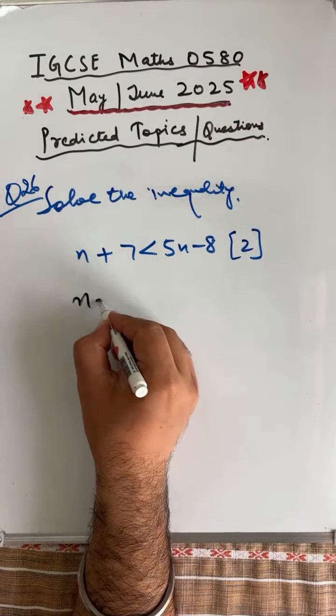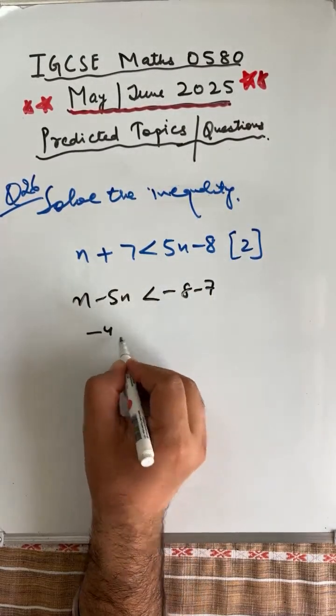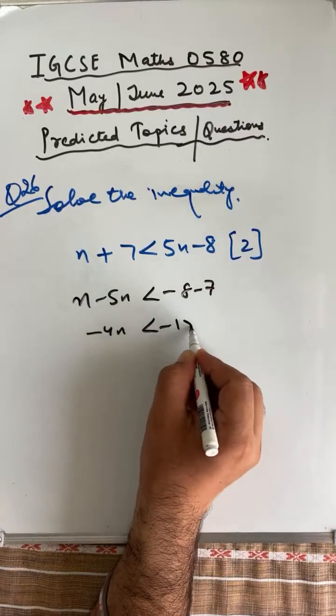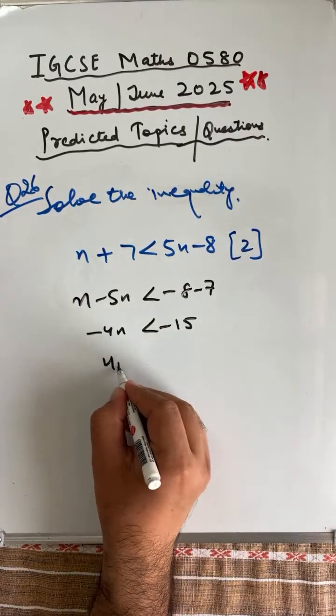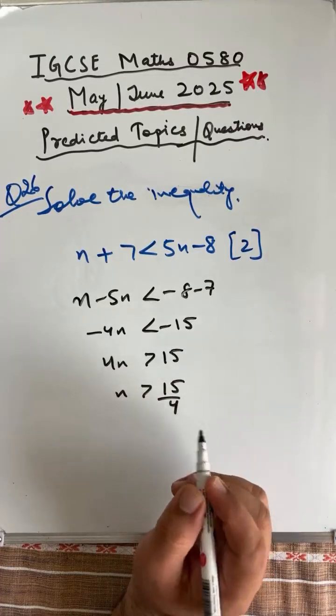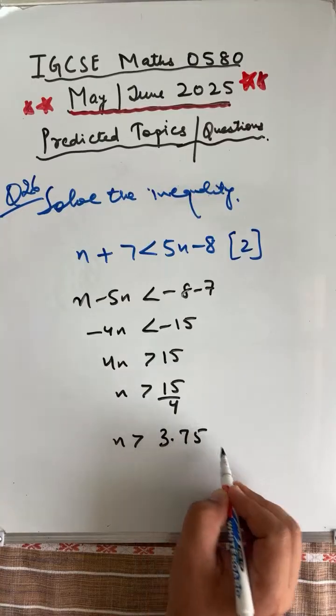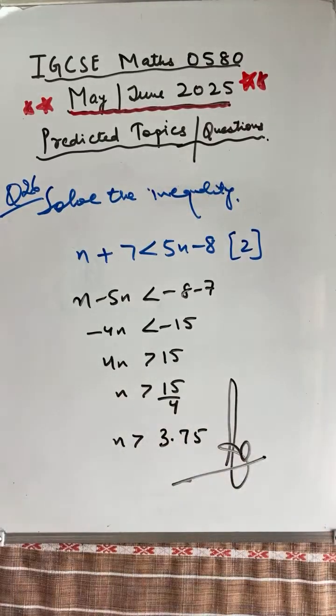Now we have n minus 5n less than minus 8 minus 7. So 4n will be greater than 15 and n will be greater than 15 by 4. This will be 3.75. I hope this question is clear to you. Now moving to the next question.